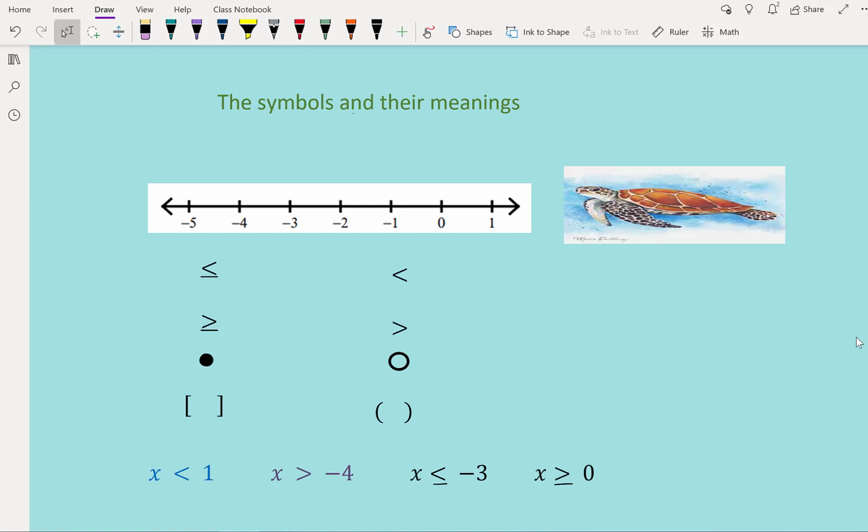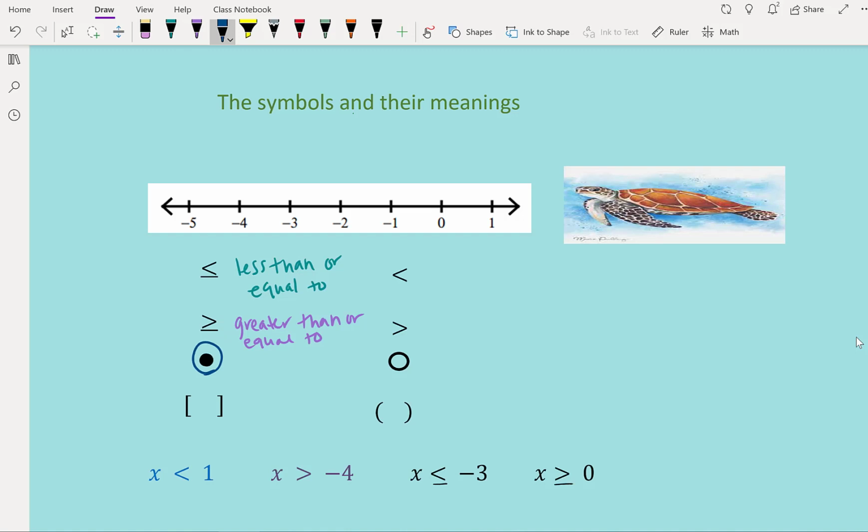All right, so we have quite a few symbols here, and this first one that we're going to look at is called less than or equal to. It means that the number is going to be smaller than something else, or it's going to be the same. The second one here is greater than or equal to. So this one, it's either going to be bigger than something else or the same.